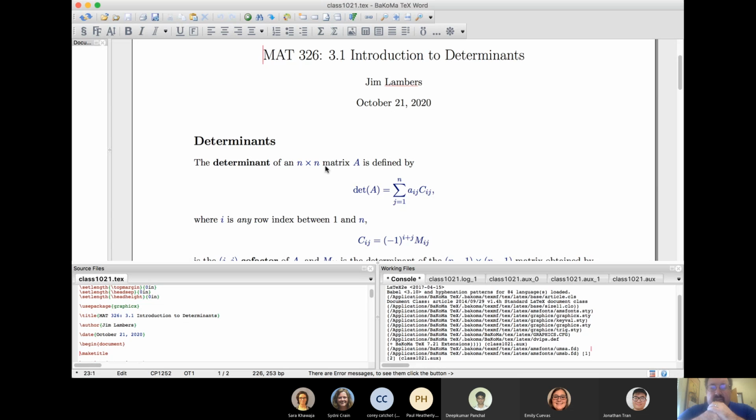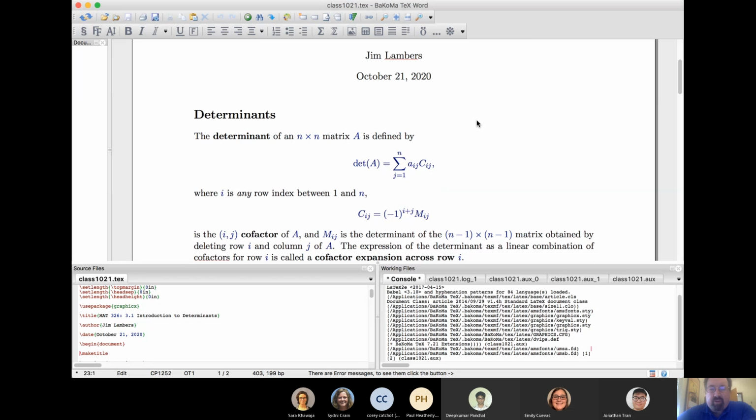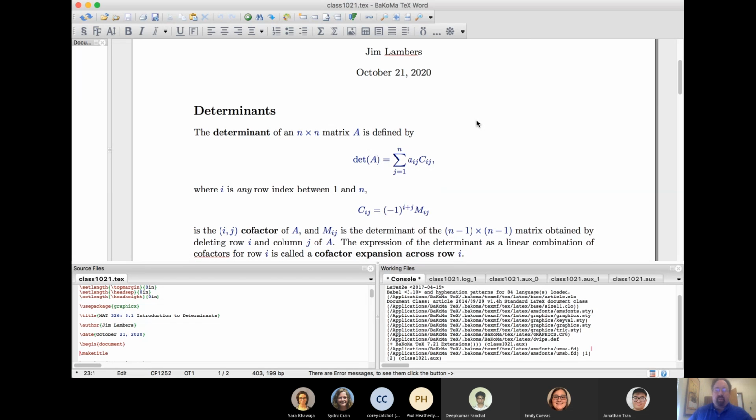In the meantime, I'm going to continue by getting to the new chapter, chapter 3, which is all about determinants of a matrix. We're just going to cover a few sections from this chapter. Your next homework assignment will be due a week from tomorrow, so on the 29th, the homework for this section 3.1 that I'm covering today will be due.